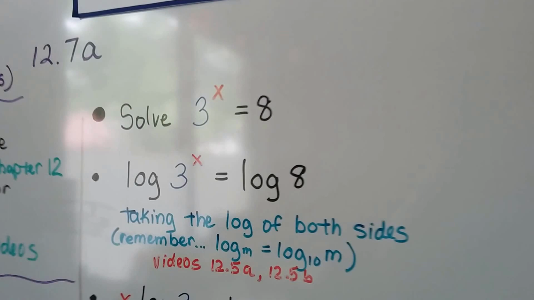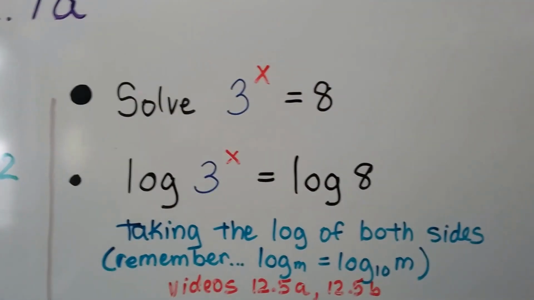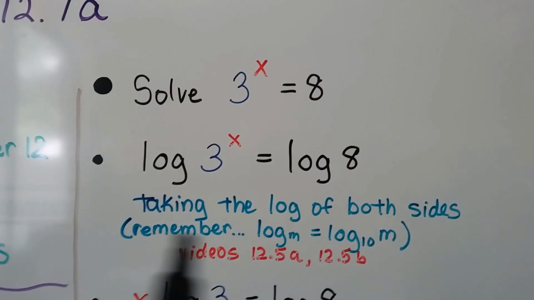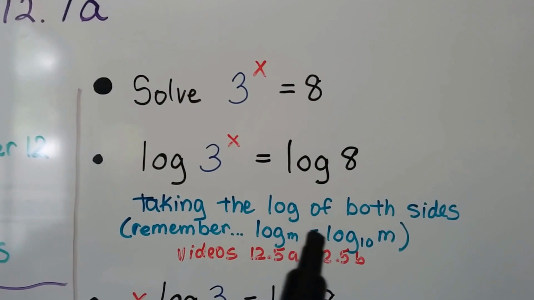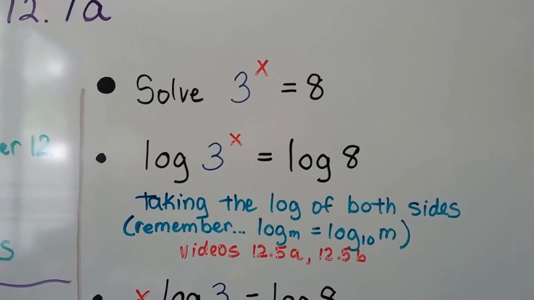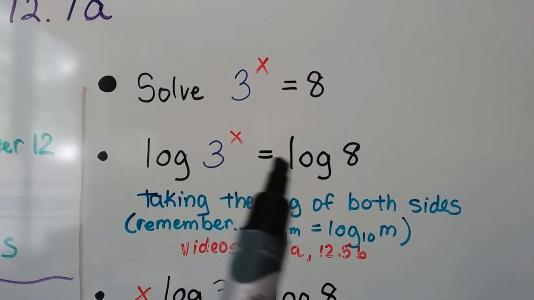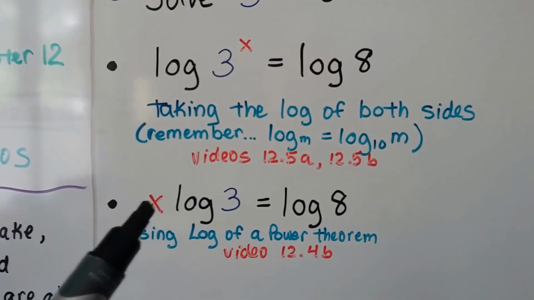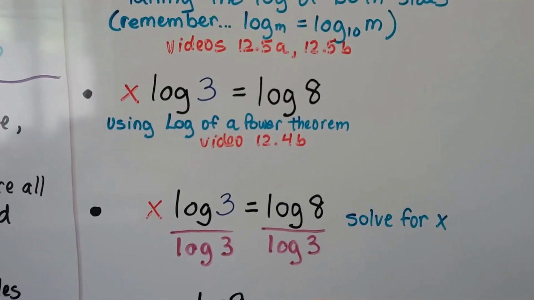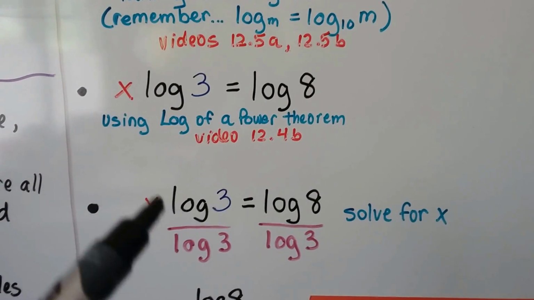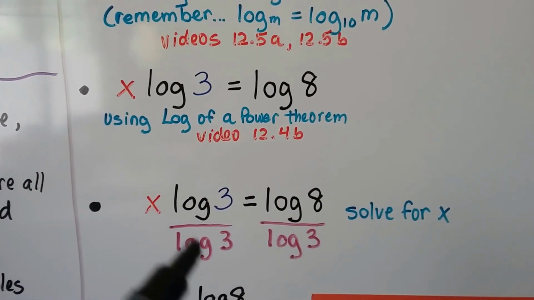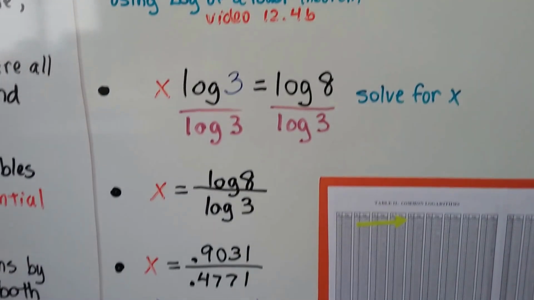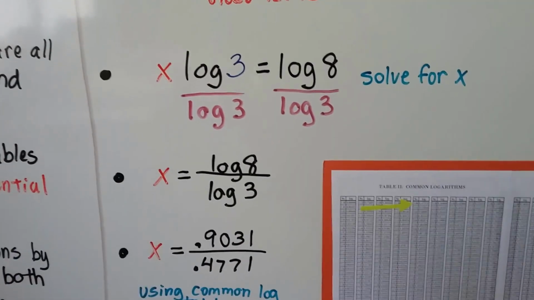So it says to solve 3 to the x equals 8. I'm going to take the log of both sides. And if you remember from video 12.5a and 12.5b, we learned that log m is the same thing as log base 10 of m. All right? So we've got log 3 to the x equals log 8. Using that log of a power theorem, we're going to take that exponent and put it in the front and multiply it. We can isolate this x by dividing both sides by this log 3. That creates a 1, doesn't it? Same numerator and denominator. So now we just have x equals a quotient of log 8 and log 3.